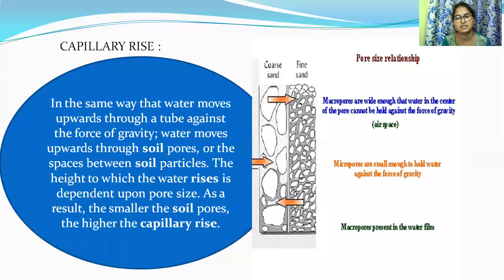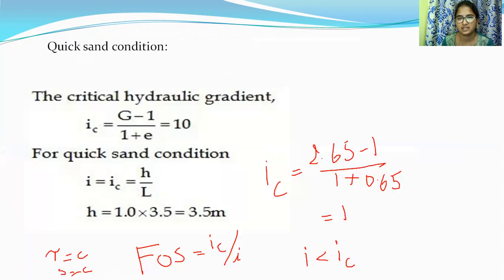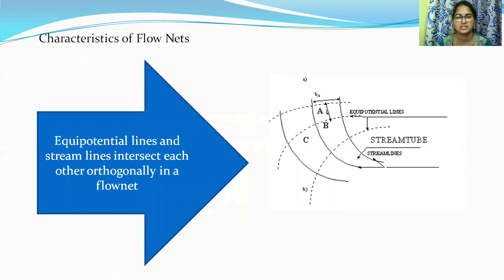In previous classes, we already discussed capillary rise. Water moves upwards through the soil pores, the spaces between the soil particles, against the force of gravity; that is called capillary rise. We also discussed the quicksand condition due to upward forces. The critical hydraulic gradient is equal to (G minus 1) by (1 plus e). Now, characteristics of flow nets.